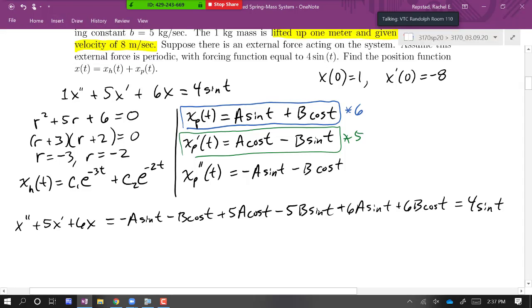I'm going to simplify that big expression in the middle, what we got when we substituted our function and the derivatives in. I'm going to do it by gathering my sine terms and my cosine terms together. So let's figure out what the coefficient on sine is.